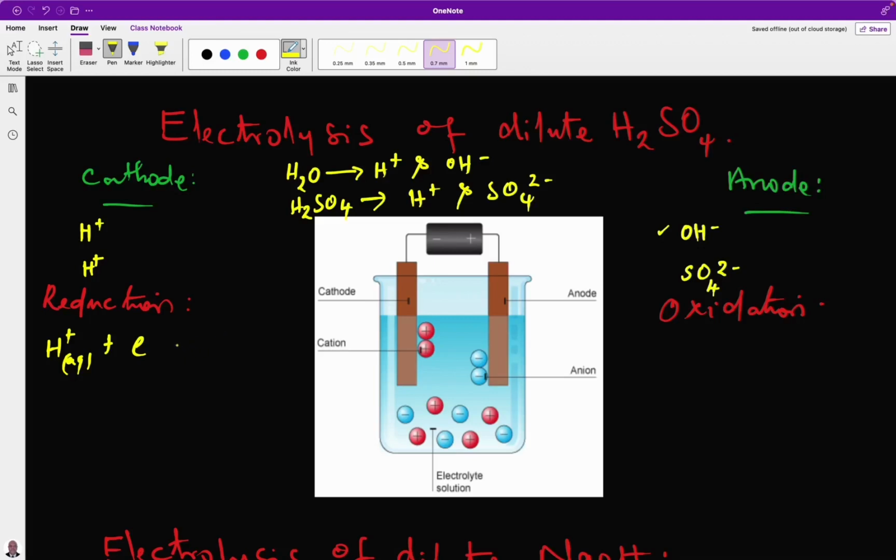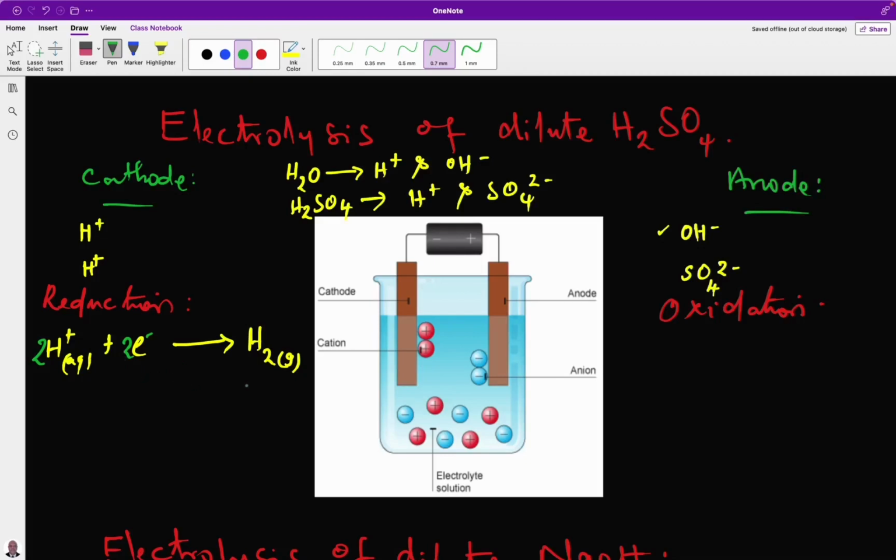To give the hydrogen gas. We need to balance our electrons and our hydrogen. So we put a 2 here. We will need 2 electrons to neutralize it. So now we have 2 hydrogen ions and 2 electrons to give us hydrogen gas. That is the reduction half equation.